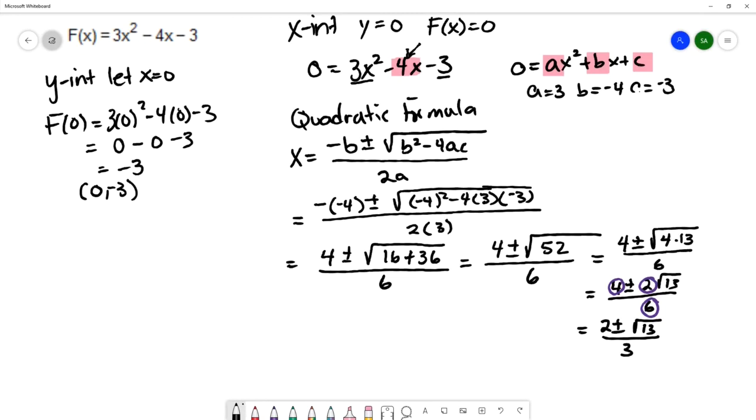Some people like to write this as 2 separate fractions. If you write it as 2 separate fractions, you would write 2/3 plus or minus square root of 13 over 3. And those would be our x-intercepts. If you write them as ordered pairs, that would be 2 plus or minus square root of 13 over 3, comma 0.